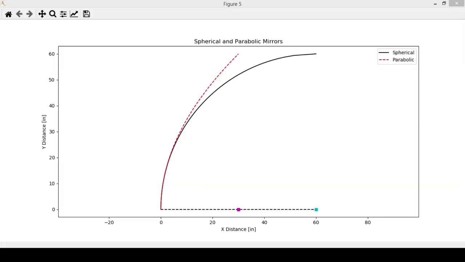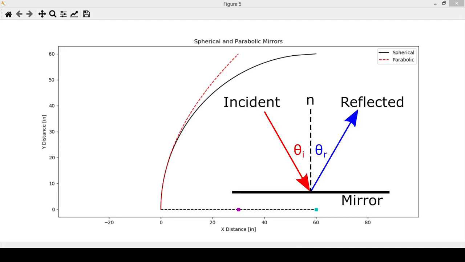I've written a little Python script that does a simple simulation for two scenarios for both mirrors. The first scenario is for when the incoming beam is collimated, and the second is for when the incoming beam comes from twice the focal length of the mirror, or 2f. These simulations are quick and easy to code because we know for mirrors that the angle of incidence is equal to the angle of reflection relative to the normal vector of the surface, and we can easily compute the normal vector of the mirror surface at any point since the spherical mirror shape is given by the equation of a circle, and the parabolic mirror shape is given by the equation of a parabola.